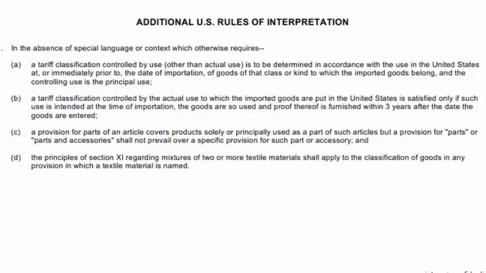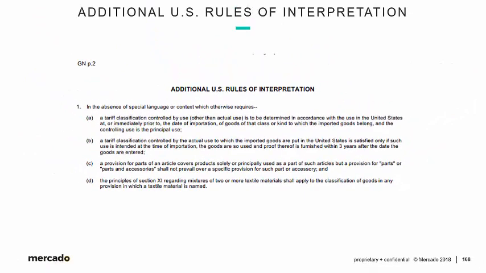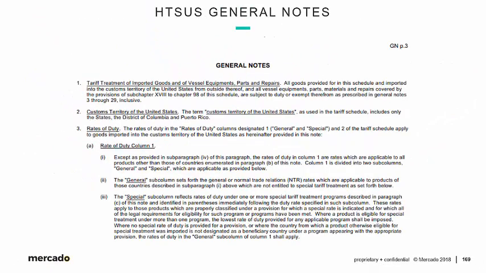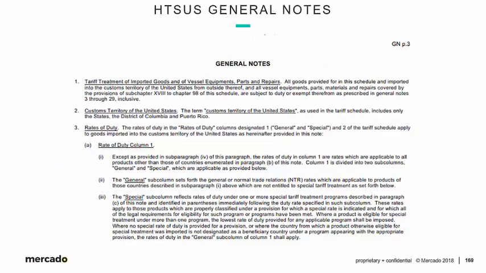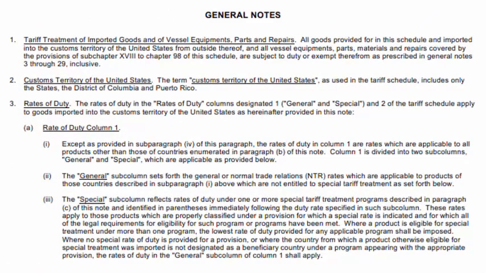B continues on with this idea of intended use versus essential character. Additional U.S. rules of interpretation must be read and understood. General notes, page 3. This is where we start to get into specificity around importing into the U.S. and how the HTSUS is structured.